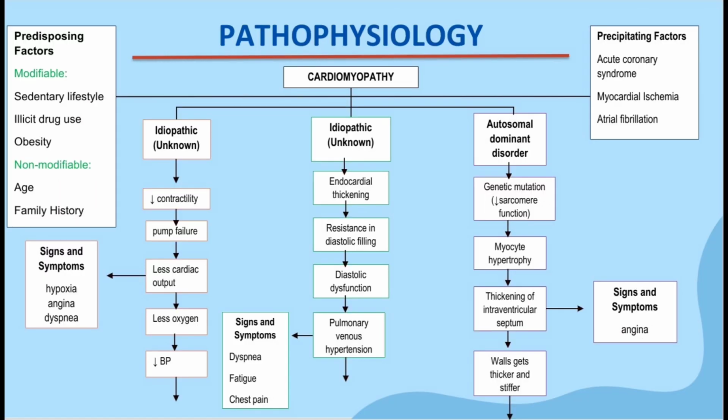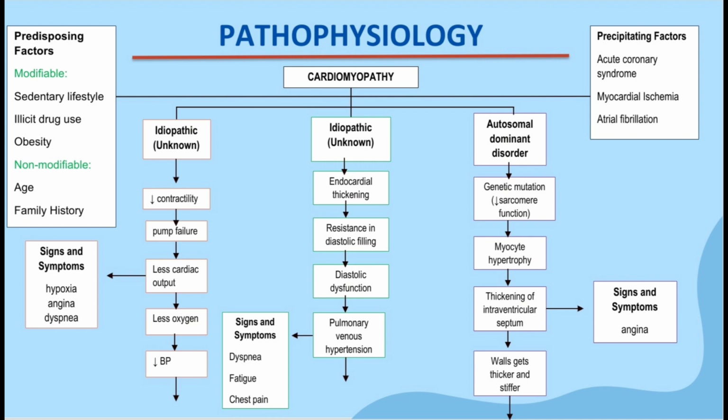So I'll be discussing the predisposing factors and the precipitating factors of cardiomyopathy. In predisposing factors, we have here the modifiable and the non-modifiable. Under the modifiable, we have the sedentary lifestyle, illicit drug use, and obesity. So, sedentary lifestyle. Engaging in regular physical activity and avoiding prolonged periods of inactivity can help improve cardiovascular health and reduce the risk of cardiomyopathy.